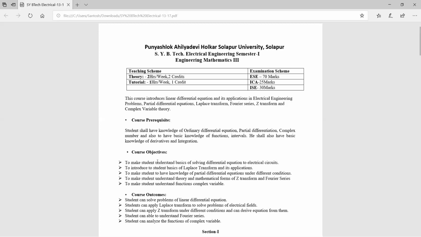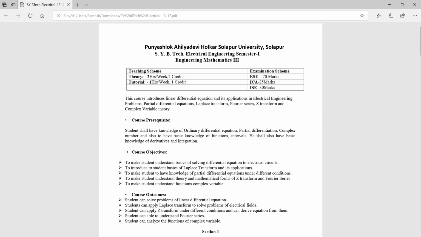See first the course objectives. To make students understand the basics of solving differential equations for electrical circuits. We have to solve differential equations related to electrical circuits. This is the main objective of this course. Second objective, to introduce students to the basics of Laplace transform and its application. In the application of Laplace transform, in this case also we have to solve differential equations related to electrical circuits by using the Laplace transform.